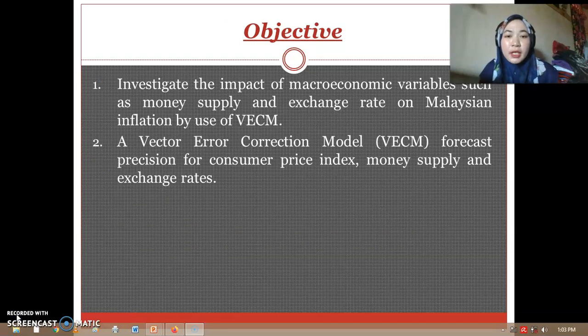So, from here, I would like to investigate the impact of macroeconomic variables such as money supply and exchange rate on inflation by using vector error correction model. Besides that, after I get the result, to make sure that my model is accurate, I will forecast the actual data and find the error between the data.